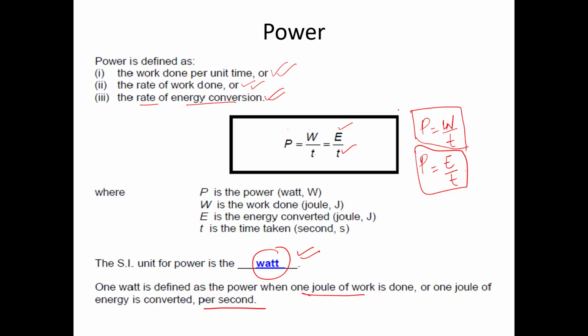So one of the basic formulas for power is what? Power is equal to work done over time. The other formula for power is what? Power is equal to energy divided by time. So these are the two very important and mandatory formulas for the term power. Yes, guys, shall I move on?